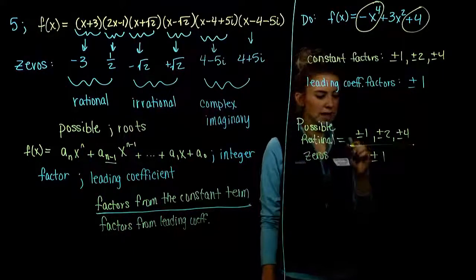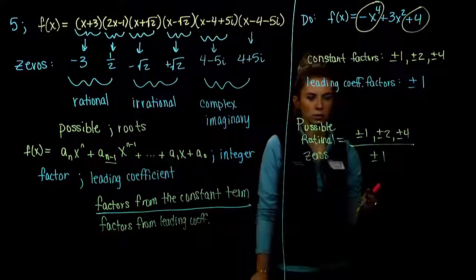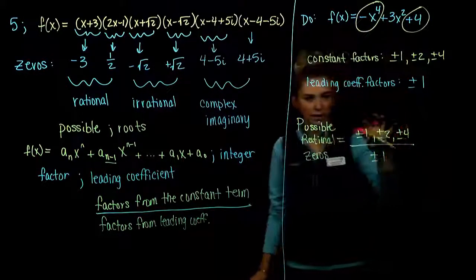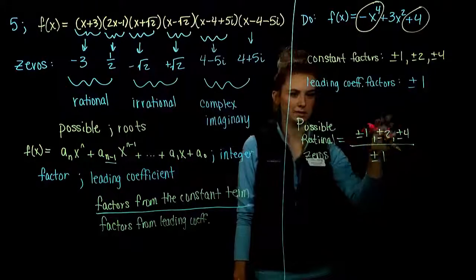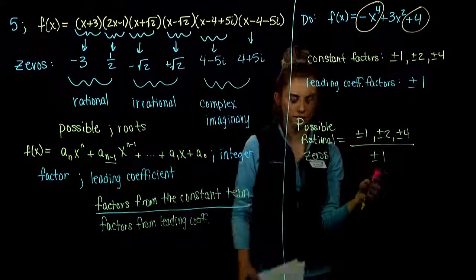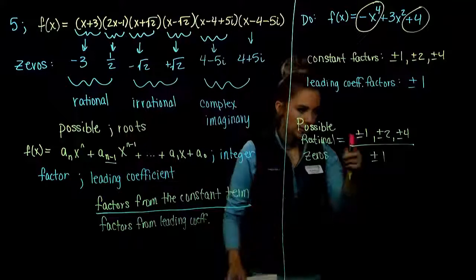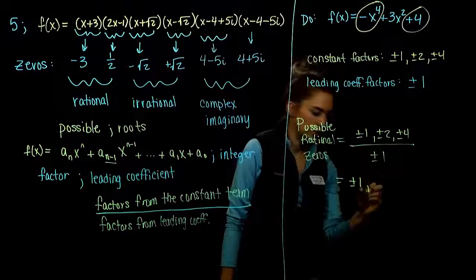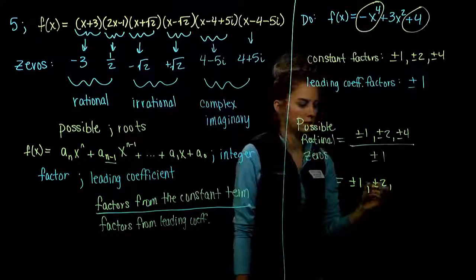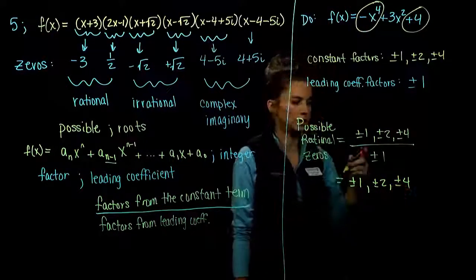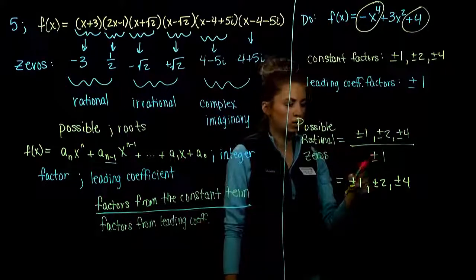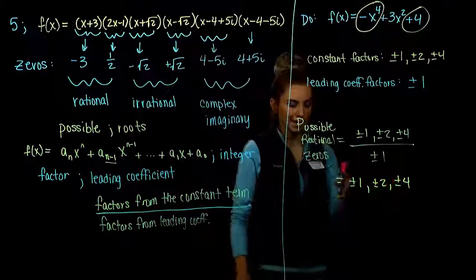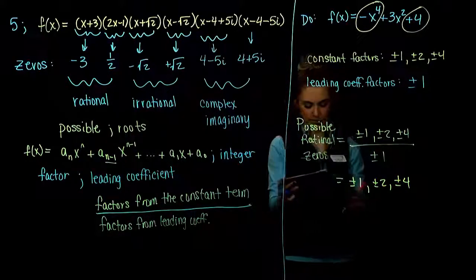So when we divide anything by 1, what do we get back out? Just itself. So dividing each of these constants, those factors, by 1 isn't going to change anything. So the options we're getting out are what? Positive and negative 1 still, positive and negative 2, and positive and negative 4 when we look at the division. 1 divided by 1, 1, 2 divided by 1, 2, 4 divided by 1, 4. And they're alternating opposite signs.